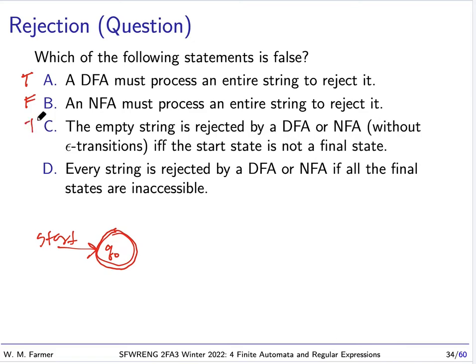So this is true. D is every string is rejected by a DFA or NFA if all the final states are inaccessible. So this is obviously true. The only way we can accept a string is by getting to a final state. If all the final states are inaccessible, that means when we start in the start state, there is no way to get to those final states. Then every string will be rejected.